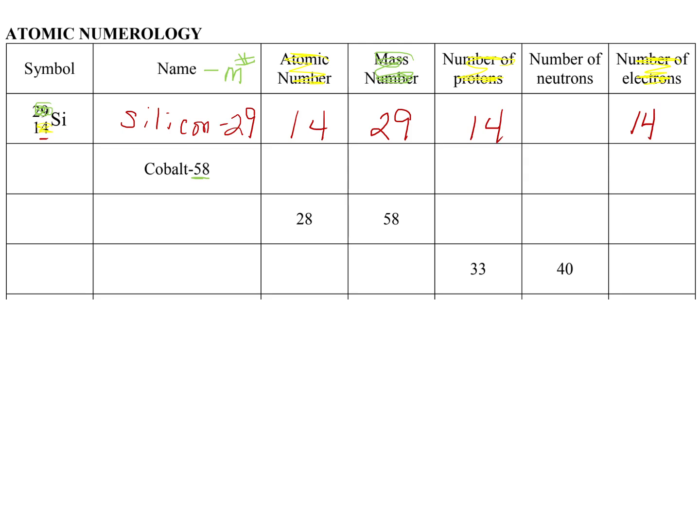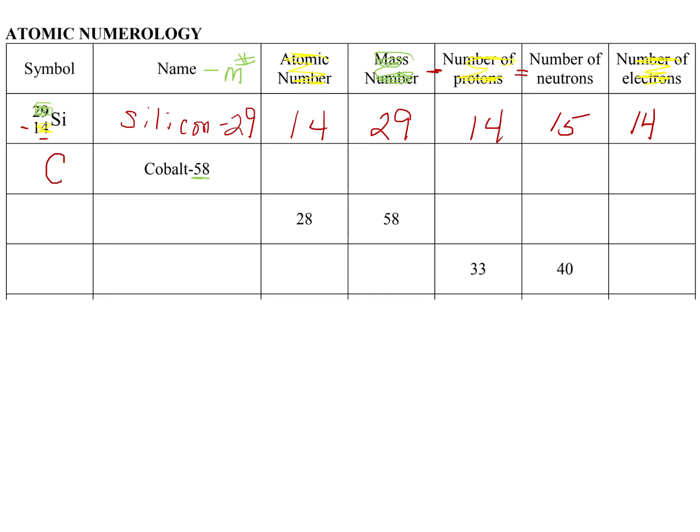And then if you want to find the number of neutrons, you can either come over here and subtract, or you can do it up here, say mass number minus the number of protons equals the number of neutrons. So there's 15 neutrons in this case. Now let's go on to the cobalt example, and then I'll let you do the rest.